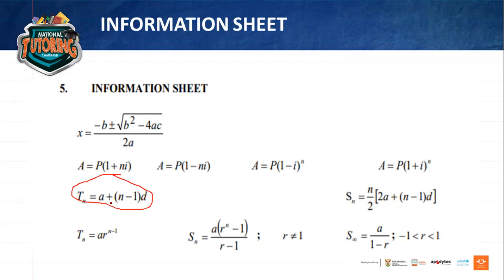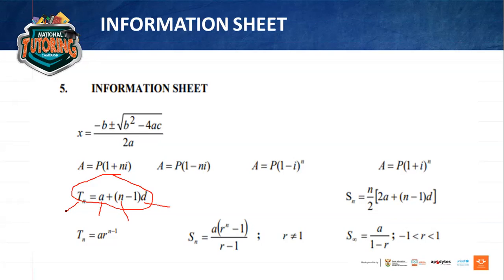Here the value of a is our first term, the value of d is the constant difference, and the value of n is the number of terms in that sequence. And Tn is our general term, or the nth term. So this, dear students, please remember we use it for an arithmetic sequence.